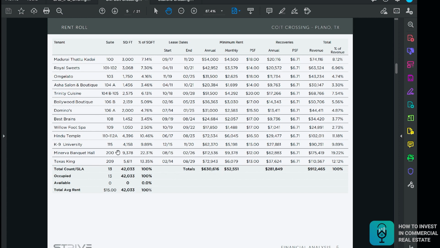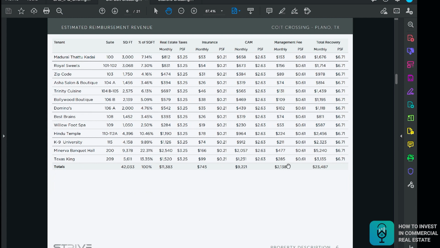It's hard too because some of these, like Texas King, I have no idea what they do. Yeah, you definitely don't have any credit at all. Hindu Temple and a K9 university. These are all tough businesses for me to get my head around. So I don't think I would keep going on this.